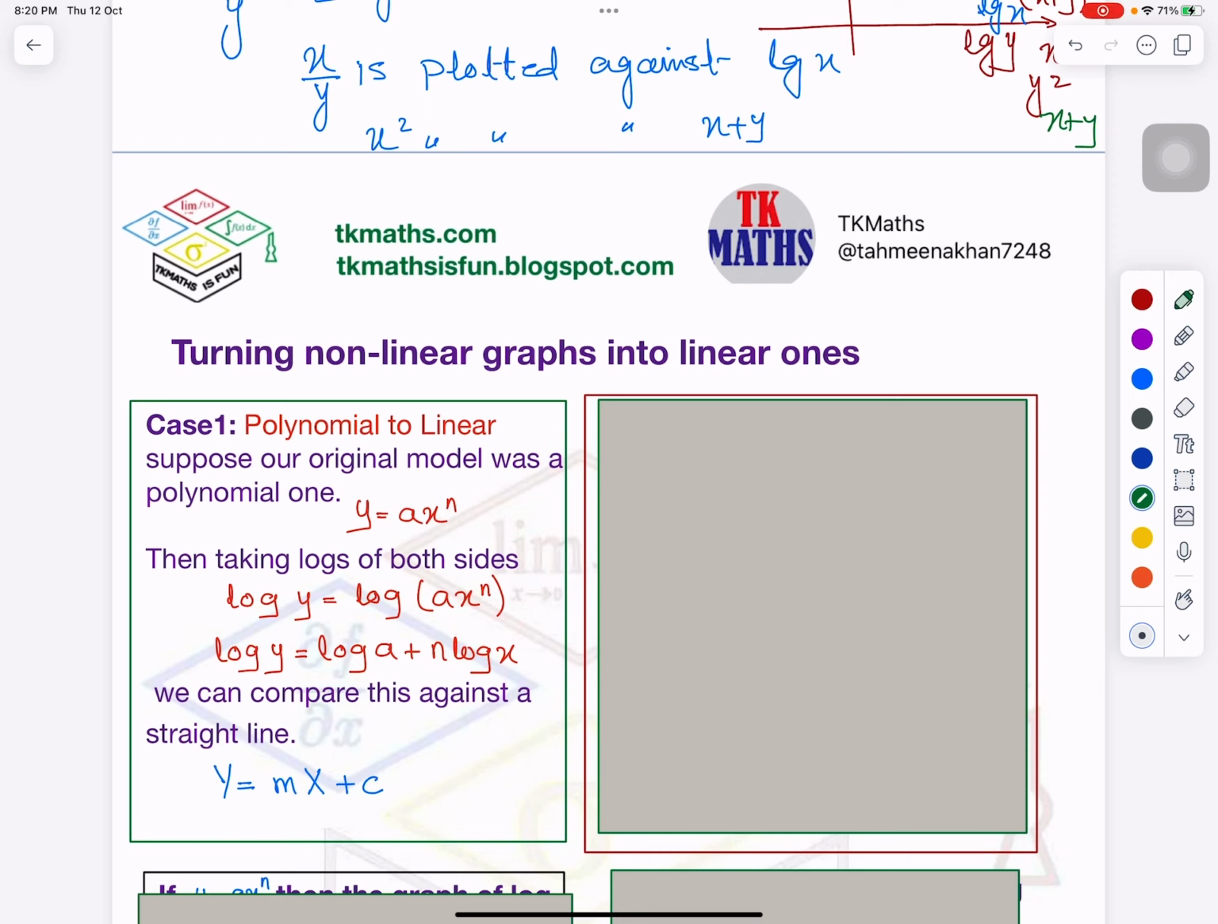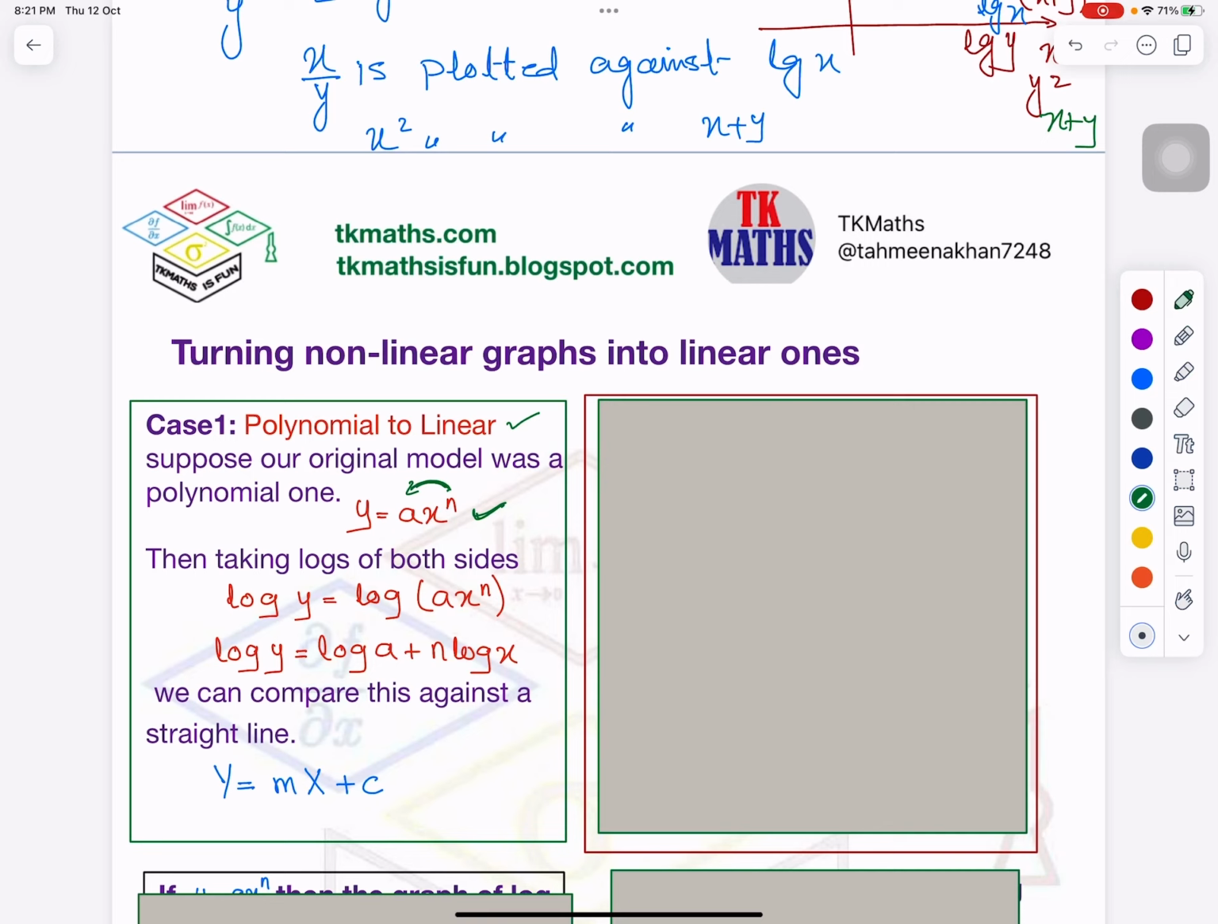So for example, we will study two cases here, polynomial to linear. If a polynomial equation is given to you, y equals a x power n, then how do you change it into linear form? You have to bring this n down, right? It can't be in the power. The only way to bring it down is to take log on both sides. Now it is your choice: you take ln or you take log on both sides.